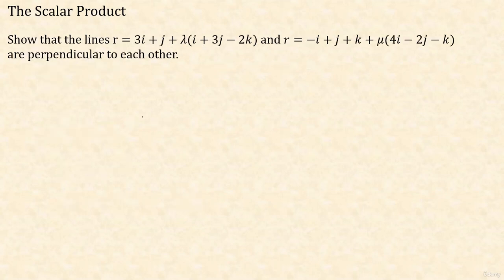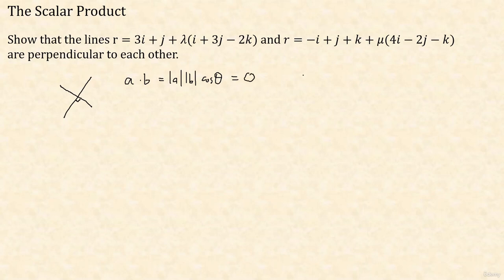Okay, let's continue and look at some further applications of this. It says show that these two lines, both with vector equations, are perpendicular to each other. Well, perpendicular vectors have a nice property. Since they are at 90 degrees to each other, their dot product, a dot b, is the modulus of one times the modulus of the other times cos of theta, where theta is 90, but cos of 90 is 0.